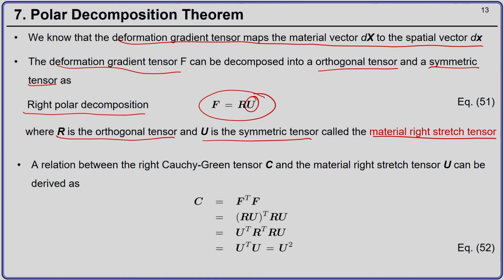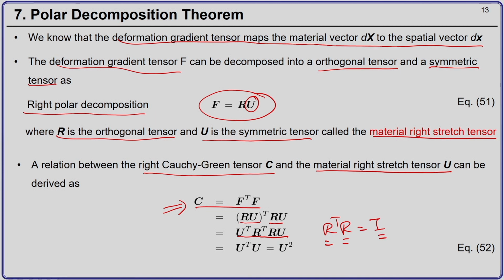So, we can derive a relation between the right Cauchy-Green tensor and the material right stretch tensor U. Remember that C is F transpose F. Now, F from equation 51 is R U. So, if I substitute F as R U, I get (R U) transpose R U. Now, (R U) transpose is U transpose R transpose R U. Now, R transpose R, R being an orthogonal tensor, is nothing but identity. R transpose R is identity.